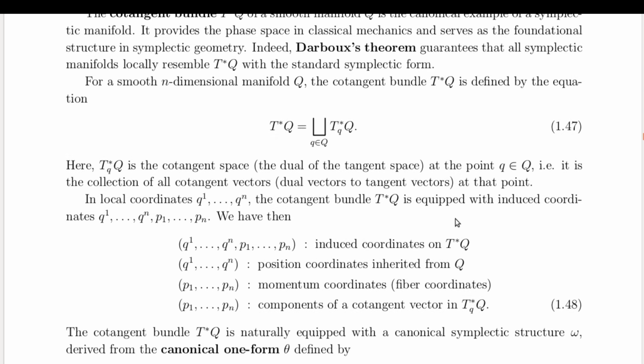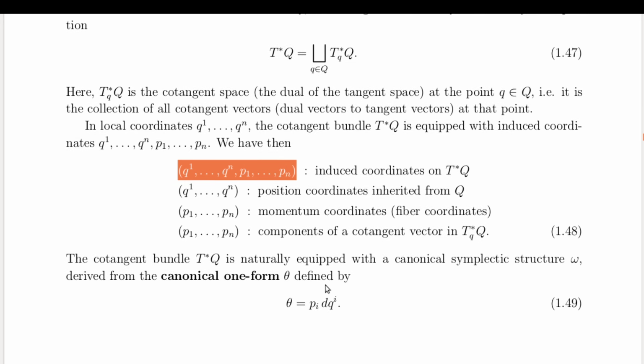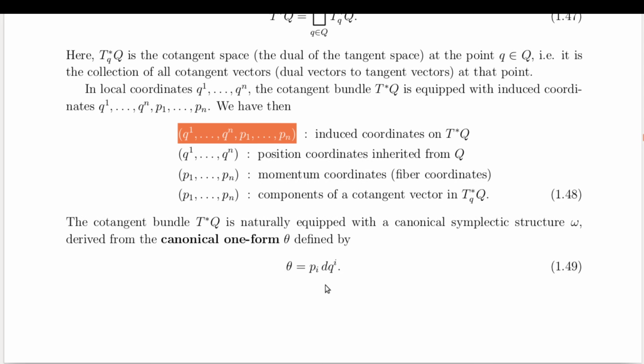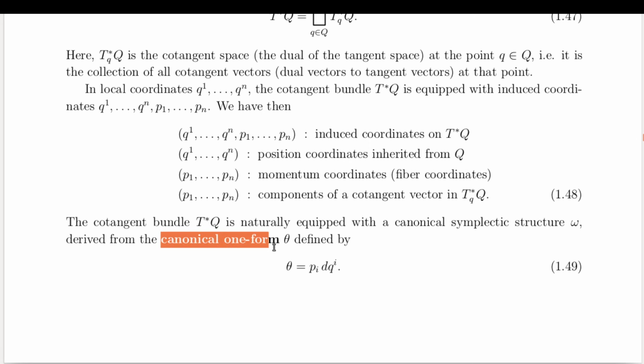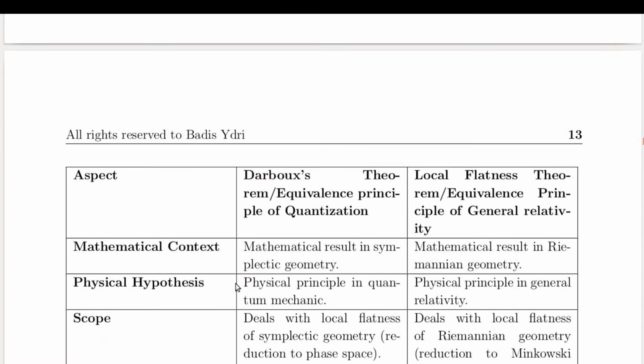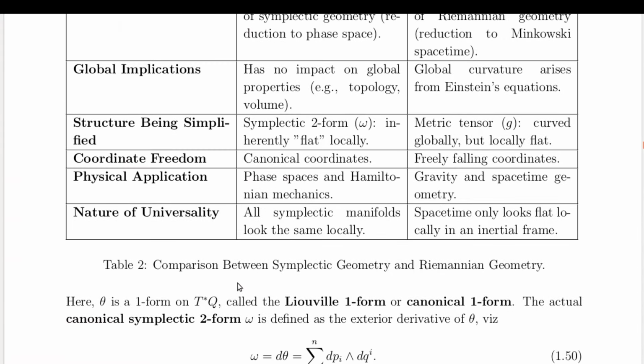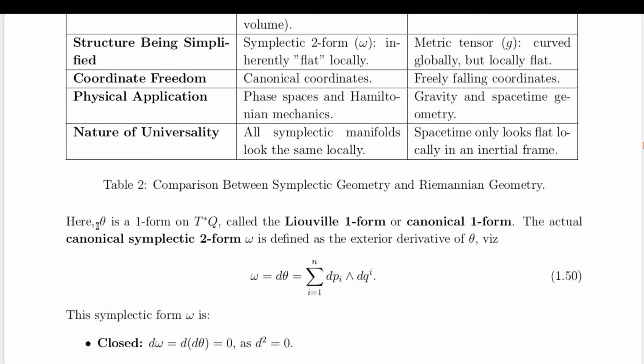In local terms, T*Q extends the coordinates of the configuration space Q by adding momentum components. Together, the position coordinates qi and momentum coordinates pi provide a full description of a system's state in phase space. The cotangent bundle is naturally equipped with a canonical symplectic structure derived from the Liouville 1-form. Its exterior derivative yields the symplectic form, a closed, exact, and non-degenerate structure that governs Hamiltonian dynamics.